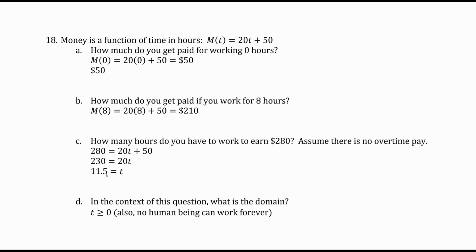When dealing with line equations, usually the domain and range are all real numbers. However, in the context of this question, we're talking about time and money. We can't work a negative number of hours, so t is greater than or equal to 0. Furthermore, there is an upper limit. No human being can work forever.